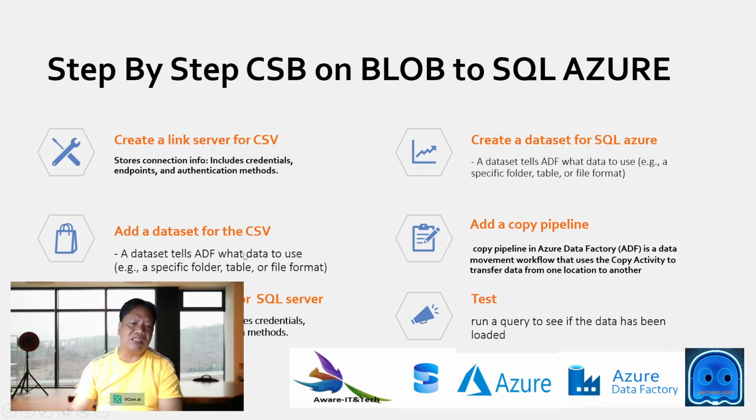A dataset is just like a dataset in your SSIS. It's like a data frame if you're coming from Python. So the linked service authenticates you to the database, and the dataset tells you exactly what data we are trying to pull. And then we will create a linked service to SQL Server, and then create a dataset on Azure SQL. Sorry, that's linked service, not server. And then we will add a copy pipeline, and we'll test.